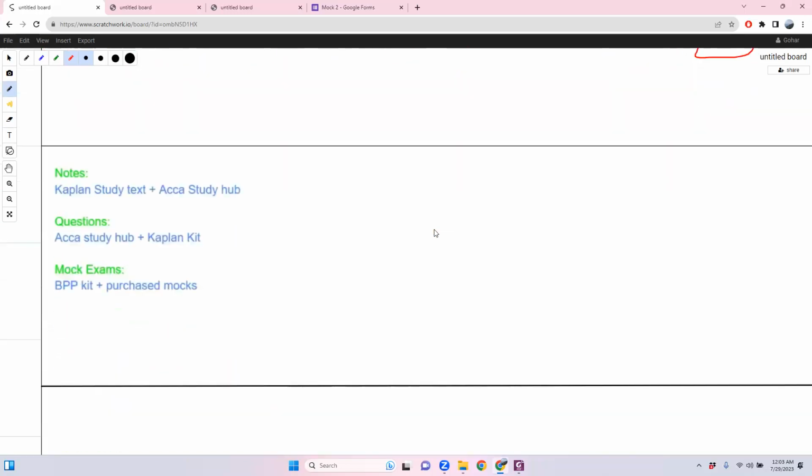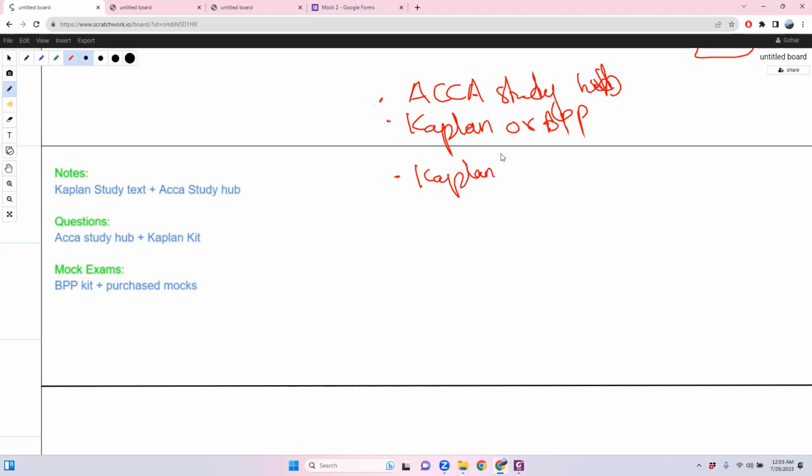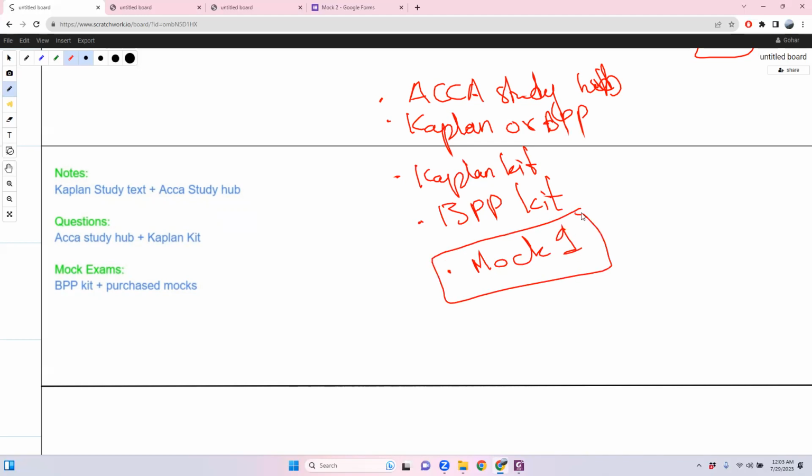Now let's come towards the notes, because if you are preparing for the exam, you have to study from ACCA Study Hub. You have to prepare for the exam from ACCA Study Hub because there is material available there. You also have to study from Kaplan or BPP, one book that you would use to prepare for your exam. Then you have to solve the Kaplan kit, and at the same time you have to solve the BPP kit. And when you have done everything, you also need to give mock exams to understand where your understanding is right now. Are you prepared for the final exam or not?